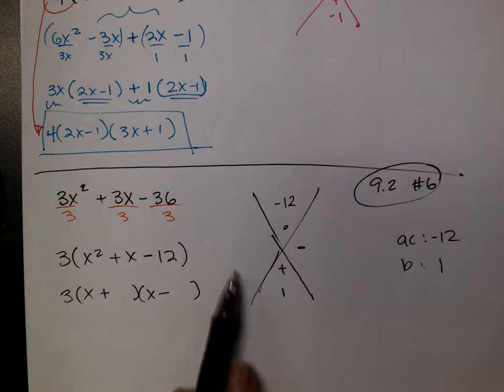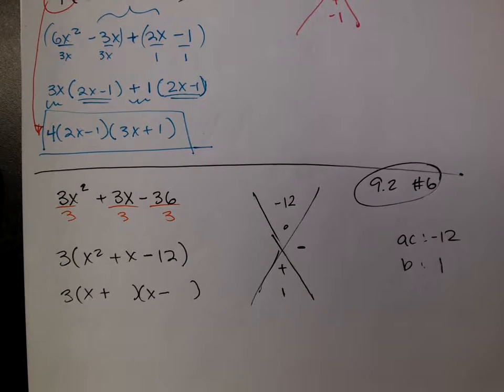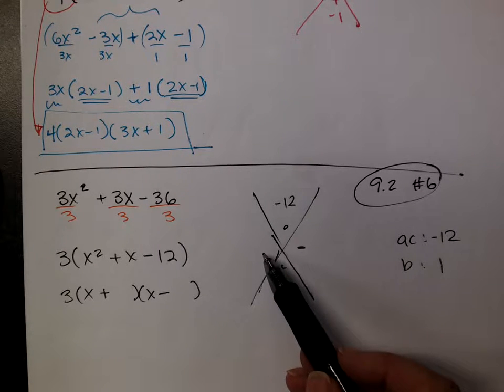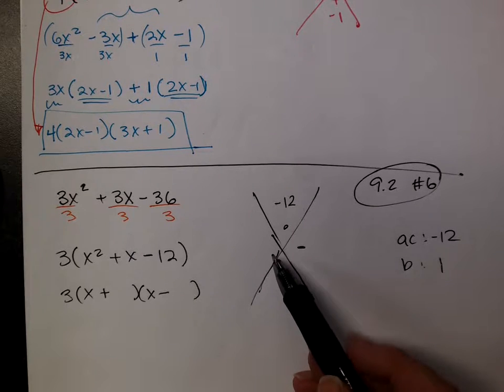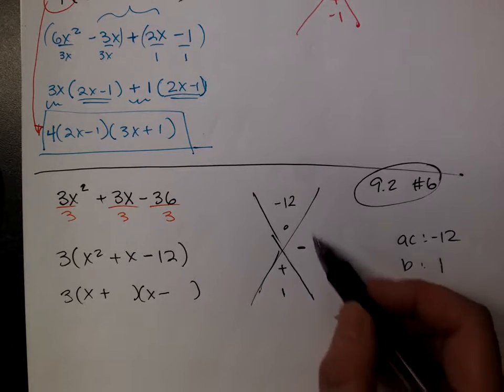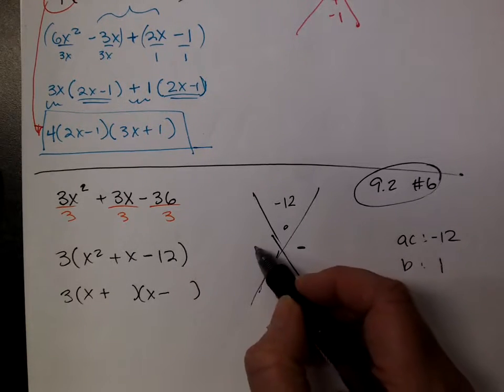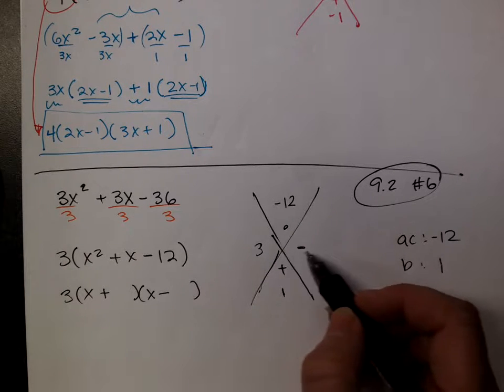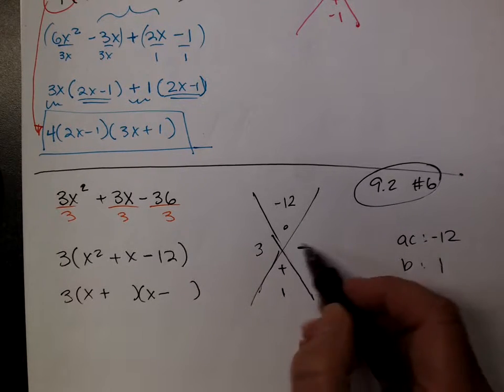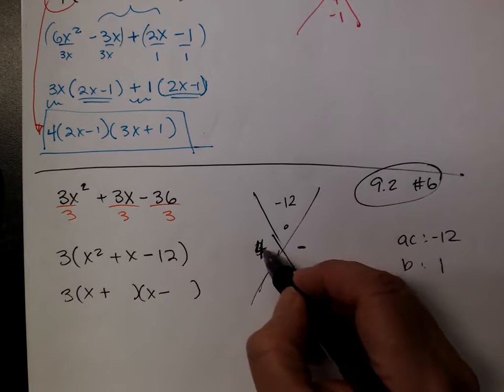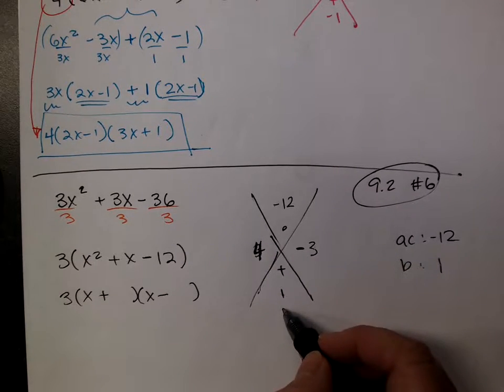What consecutive factors multiply to make negative 12? Well, I've either got 1 times 12, 2 times 6, or 4 times 3. And I see that I've got, now wait, which one's positive, which one's negative? The 4. The 4 is positive, right. And a negative 3, that's going to give me a positive 1.